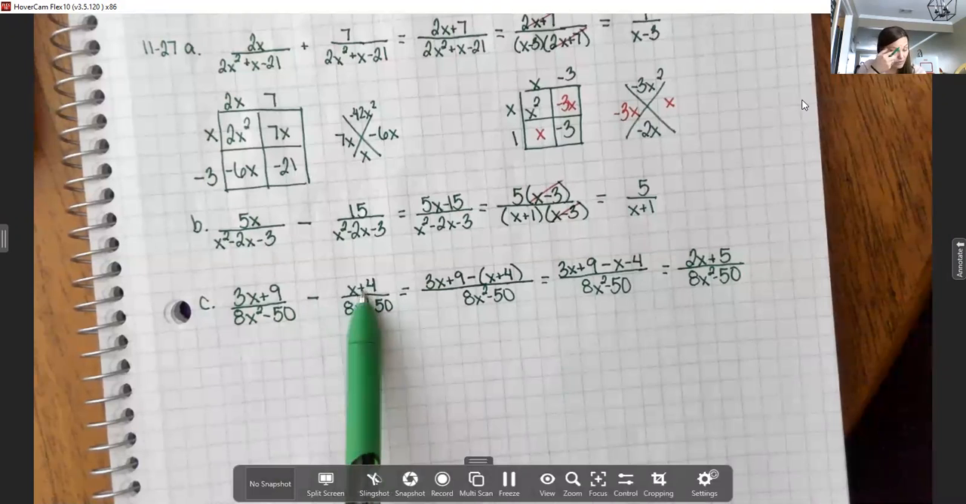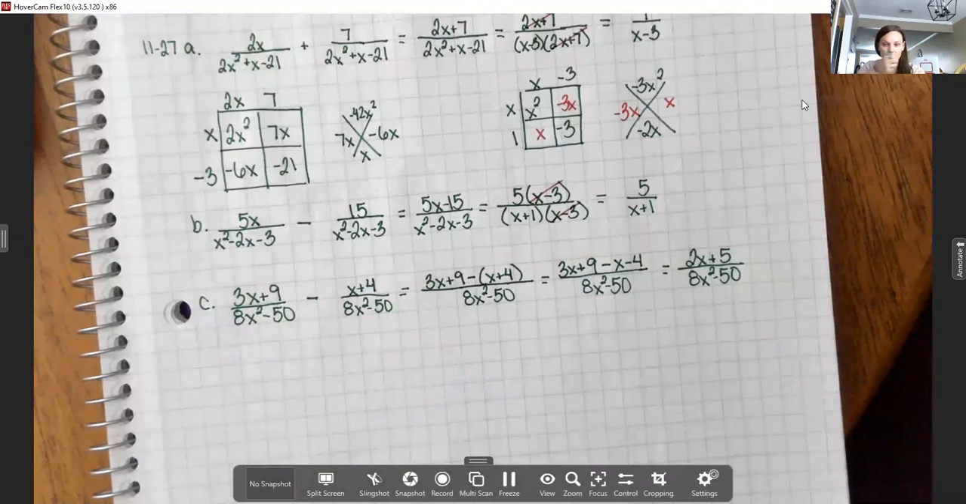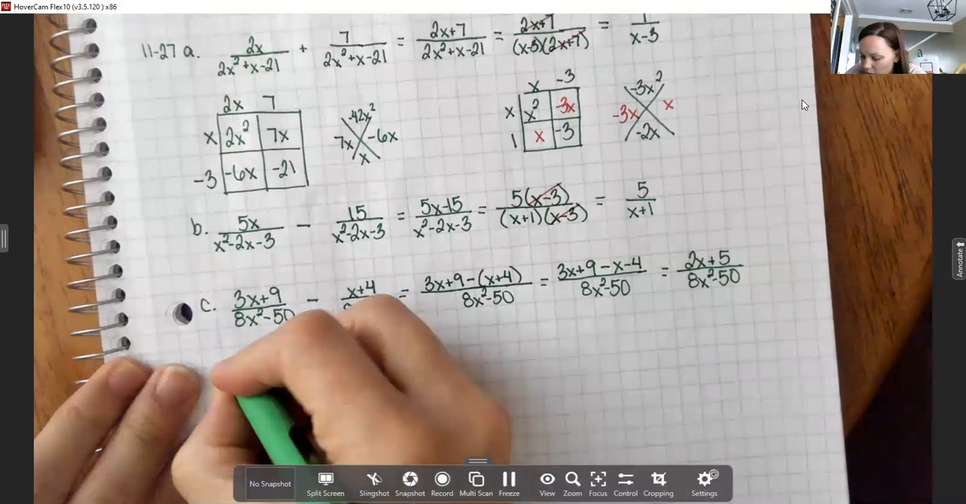Okay, so we've combined our like terms. Now we need to try to simplify this. Our numerator cannot be factored at all. 2x plus 5 is just 2x plus 5. There are no like terms there.